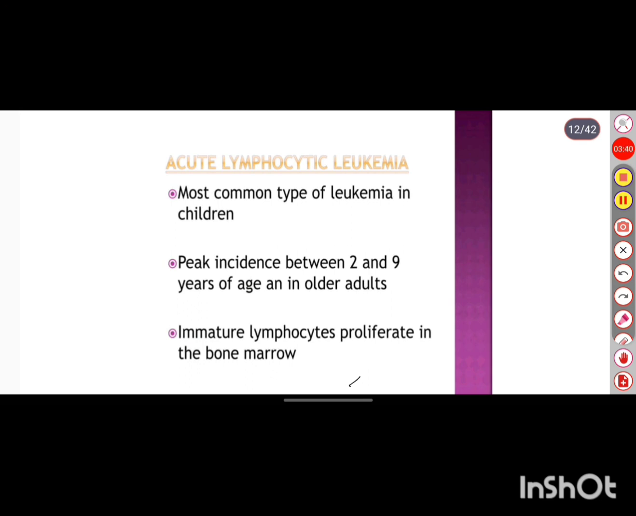lymphocytic leukemia. It is the most common type of leukemia in children, and the peak incidence is from the age of 2 to 9 years and also in the older adults. You can see that immature lymphocytes proliferate in the bone marrow.